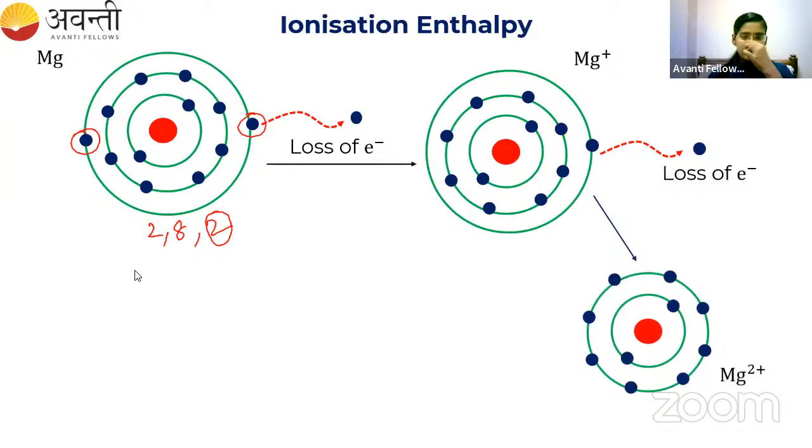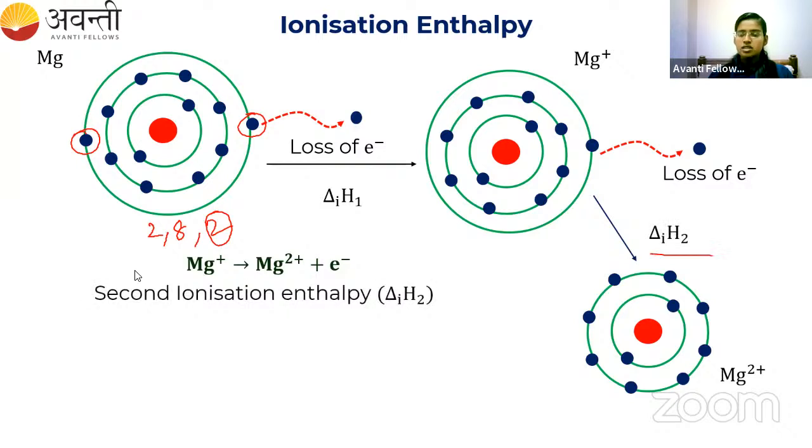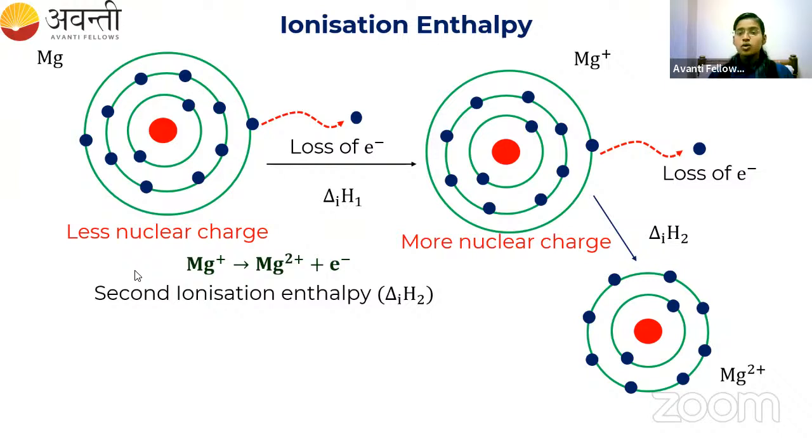The energy associated with the removal of the first electron is called the first ionization energy, delta H1. And the removal of the second electron is called delta H2, which is called the second ionization enthalpy. The first atom will have less nuclear charge and Mg+ will have more nuclear charge. So if the system has more nuclear charge, then more amount of energy is required.